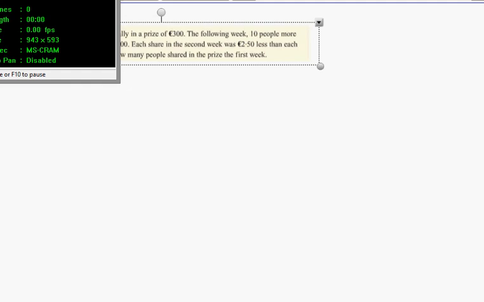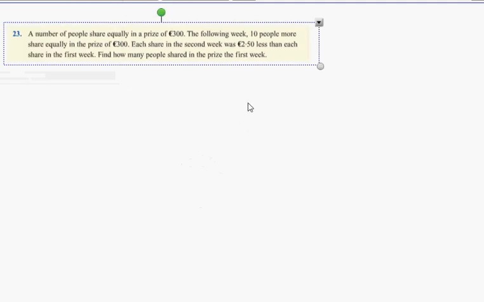Okay, right, guys. A number of people share equally in a prize of €300. The following week, 10 people more share equally in the prize of €300. Each share in the second week was €2.50 less than each share in the first week. Find out how many people share in the prize in the first week.